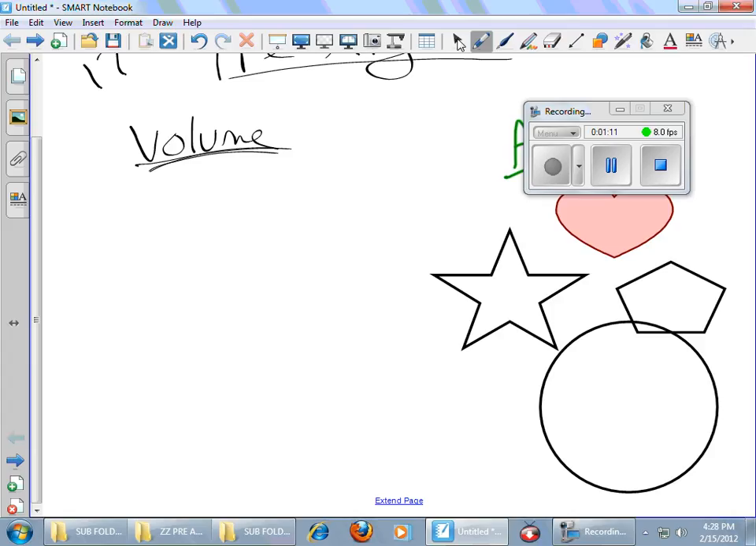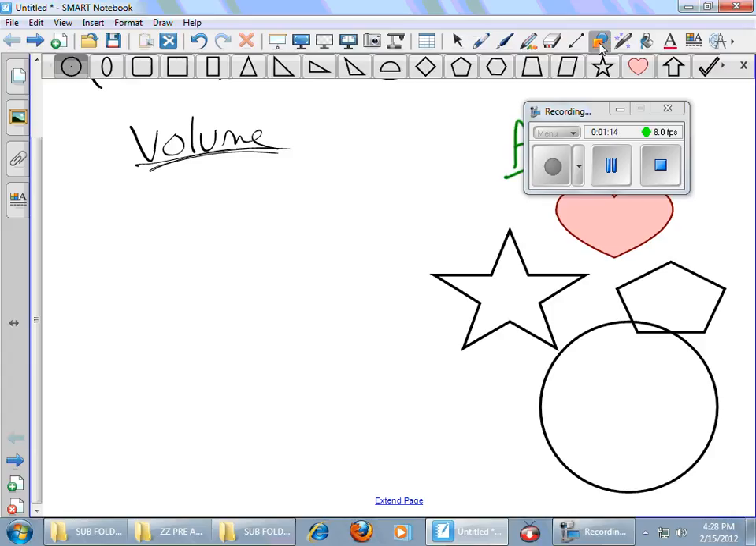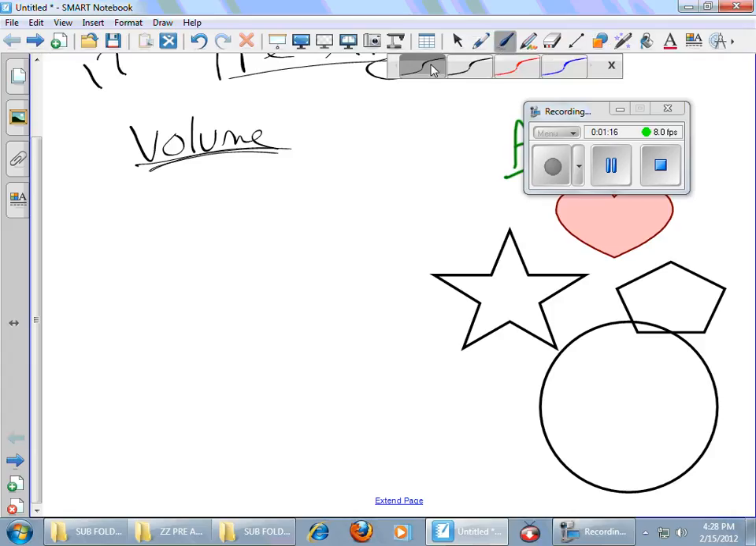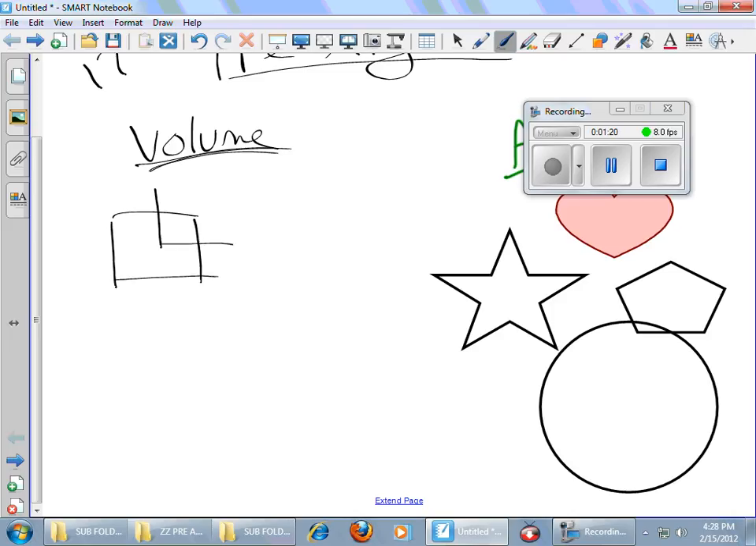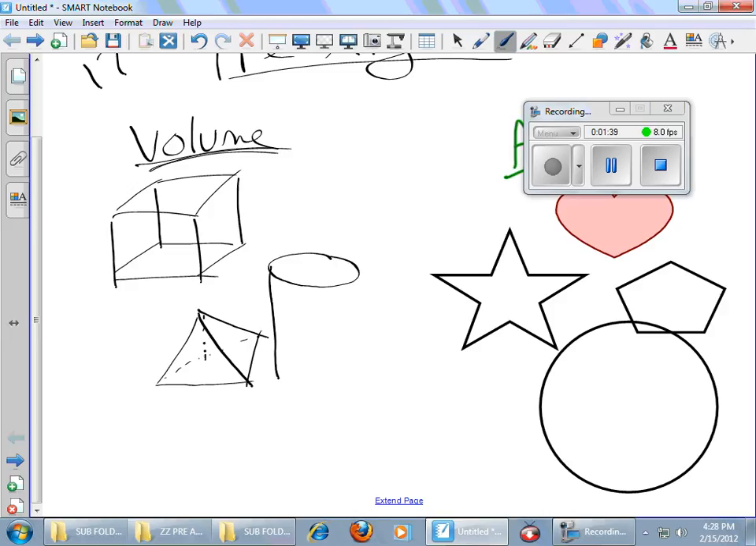3D shapes, guys. 3D shapes. So let me just draw freehand. If I have a rectangular prism, a cube, that has volume. If I have a pyramid, pyramids have volume. It's kind of hard to draw. But anyway, cylinders. Cylinders have volume.